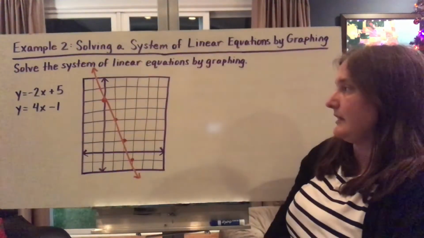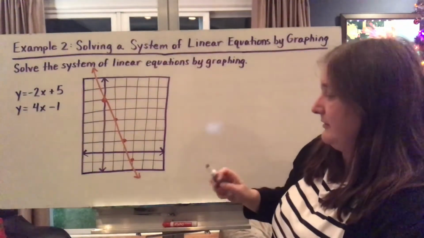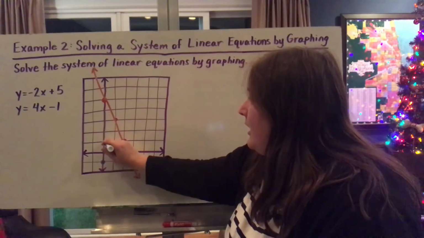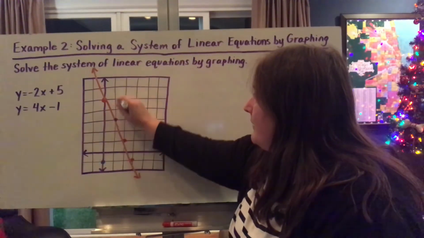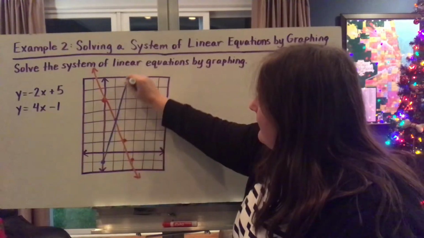Now I'm going to graph my second equation. This one has a y-intercept of negative 1 and a slope of 4. So up 4 over 1, up 4 over 1, and I'm going to connect these guys.